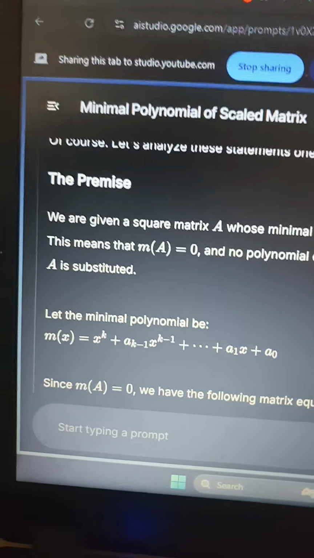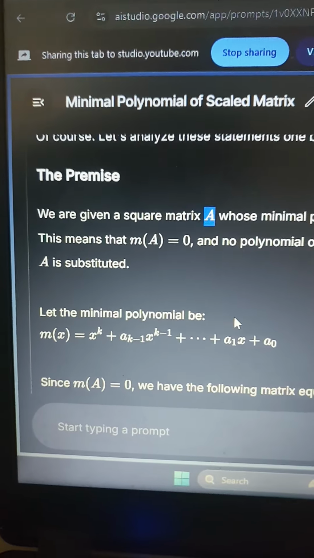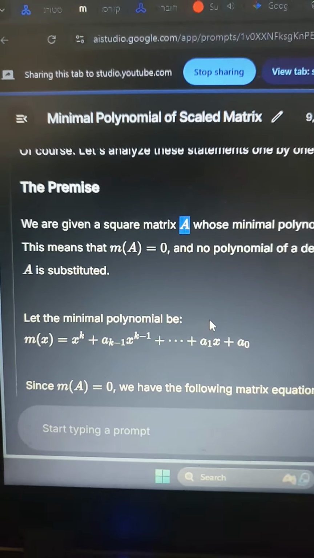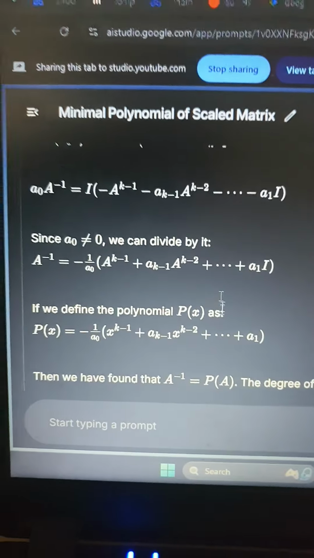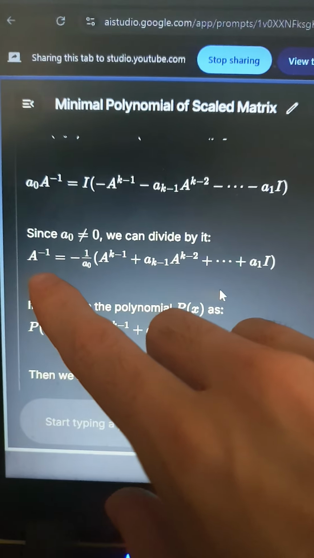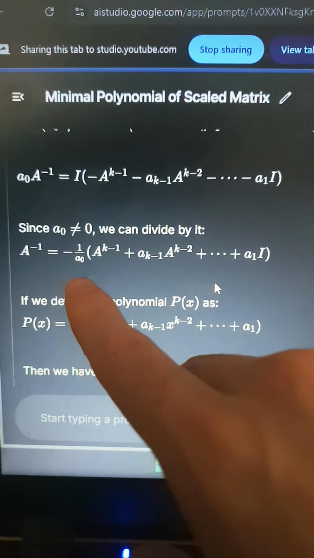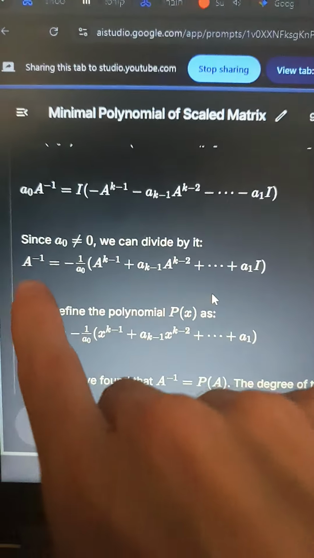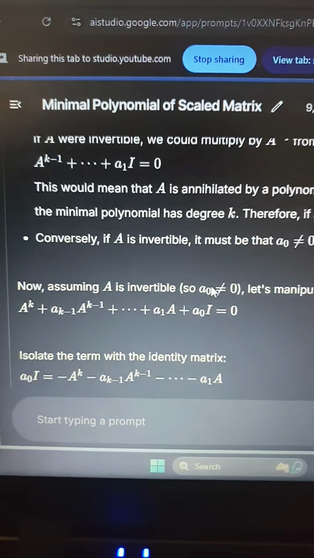Okay, so the idea now is to show you, for an invertible matrix, let's call it A, how we can find a formula for the inverse using the minimal polynomial. Namely, you will see that in the end we will get to this: the inverse of a matrix equals -1 divided by A0, which is a constant in the minimal polynomial, times this. This is a formula for the inverse, and it is derived from the minimal polynomial. Let's see how it goes.